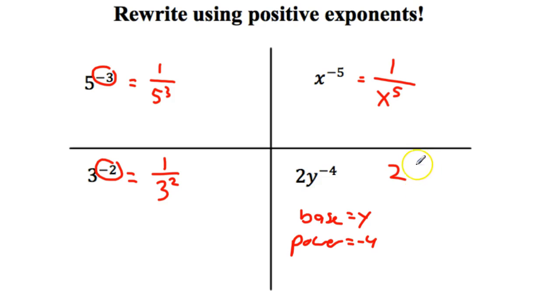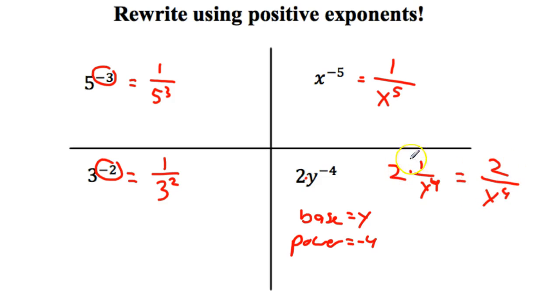So it becomes, this is being multiplied, because when the number is next to the letter, it's multiplied, 2 times 1 over y to the negative, not negative, positive 4. So 1 over y to the fourth power. And the way we really want to write this is 2 over y to the fourth.